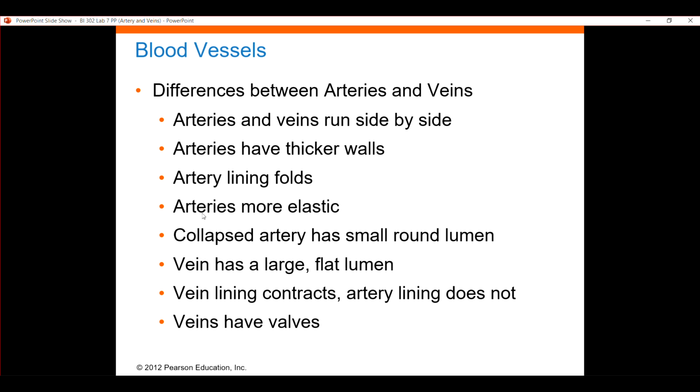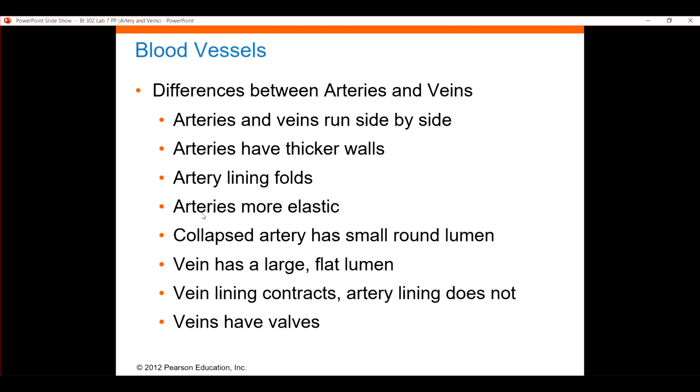Arteries are going to be more elastic. We know that because the artery has the external elastic membrane and the internal elastic membrane. It has elastic fibers in the tunica media. It has elastic fibers in the tunica externa. So we kind of know that already.